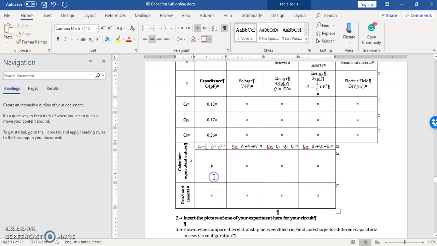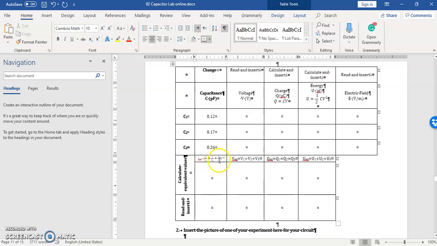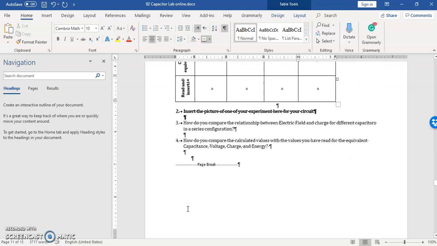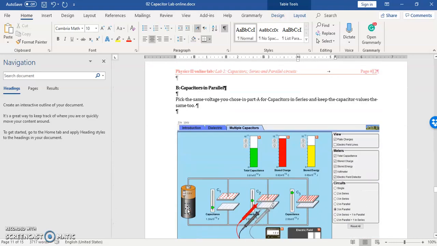But for each one of them, for this one you have to calculate. I have already given you the formula for this one. V1 plus V2 plus V3, you add them all and then put it here. For the Q, I said it is all equal to the same Q, and for the energy, I said you just add them up. Then I want you to compare this with this to see what your readings and calculations look like. Are they pretty similar or not? And if not, why is it not?